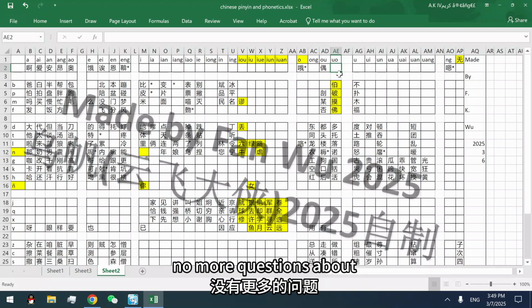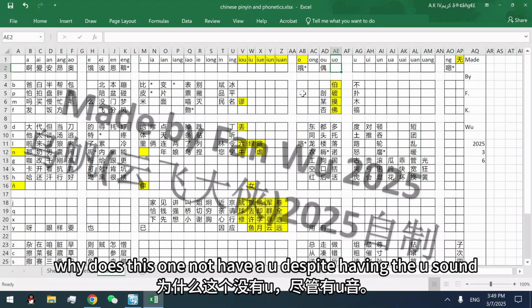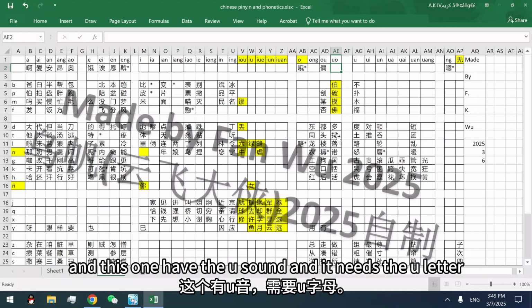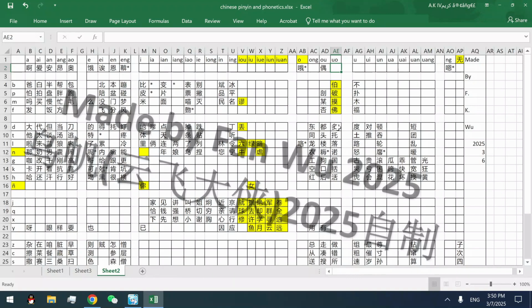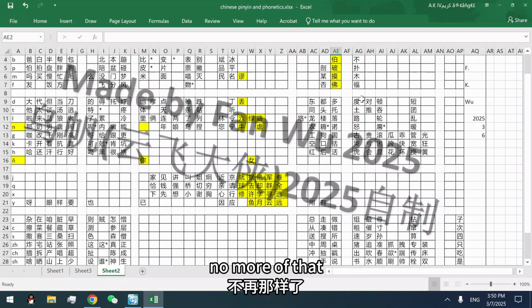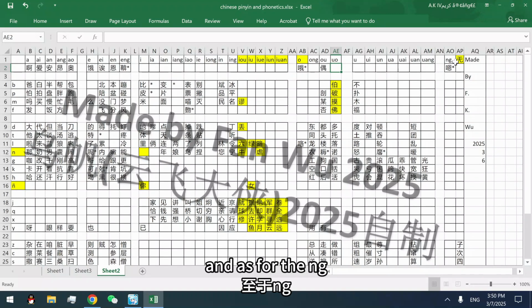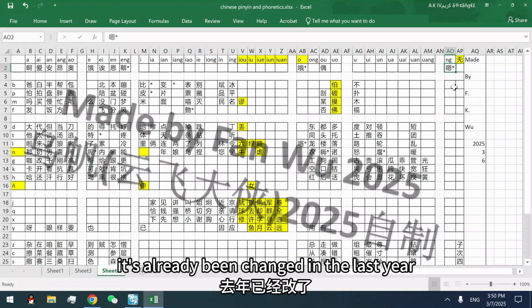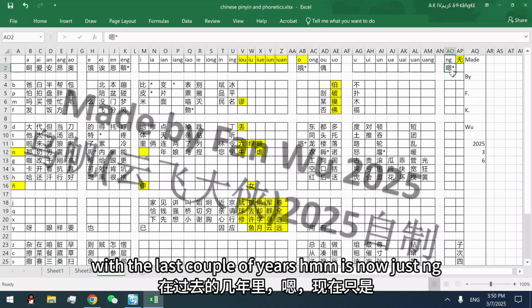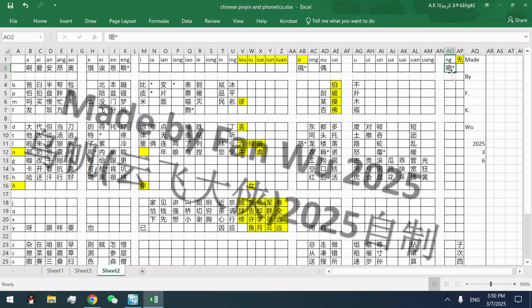No more confusion. No more questions about why this one does not have a U despite having the Wu sound, and this one has the Wu sound and it needs the U letter. Yeah, no more of that. And as for the NG, it's already been changed in the last couple of years. It is now just NG.